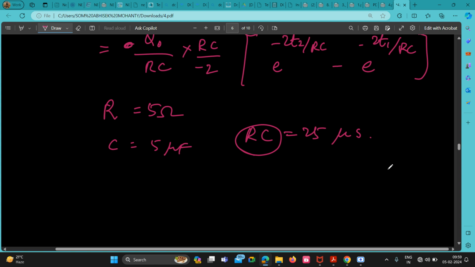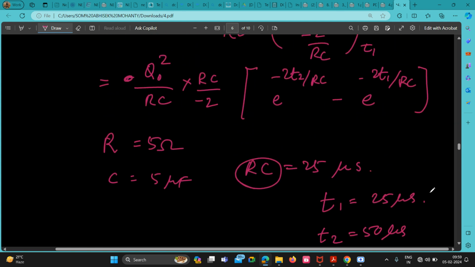Okay, T by RC. So the numerator is T, time. So the denominator should also be time. So T by RC is 25 microseconds. Okay, so this is your T1. T1 is 25 microseconds. We know. And the other one, T2, is 50 microseconds. That's given in the question. From T 25 to 50 microseconds. So we just put it in the formula.